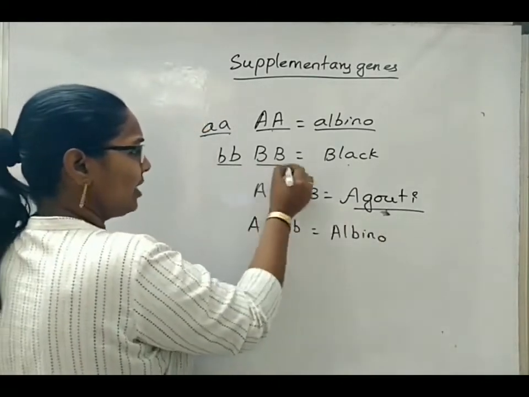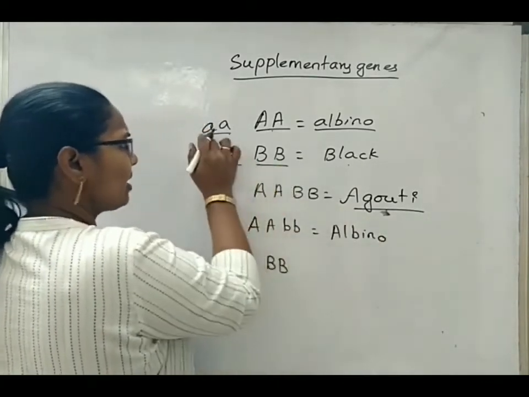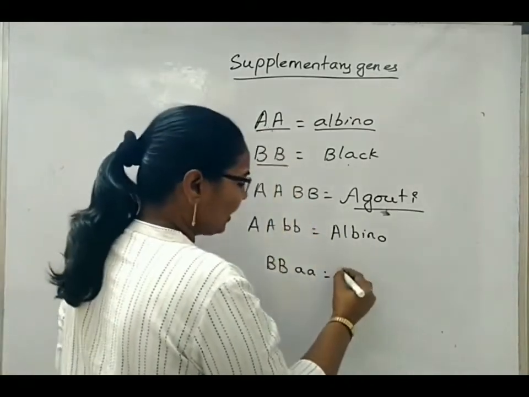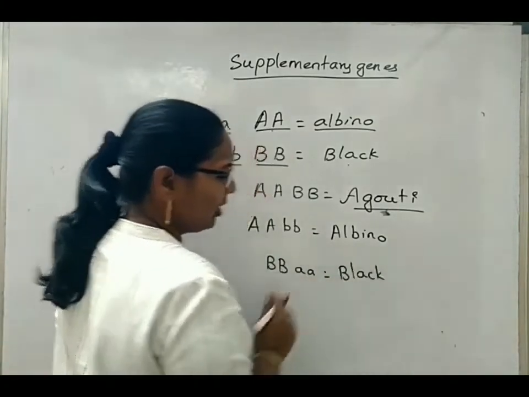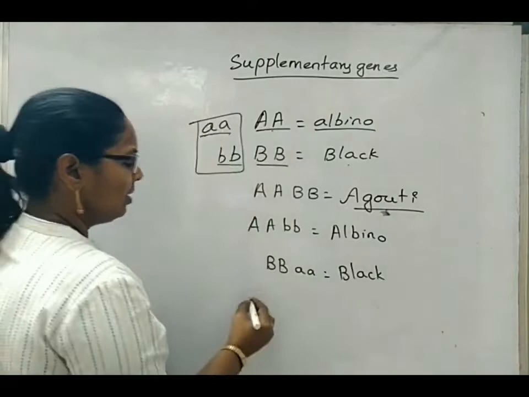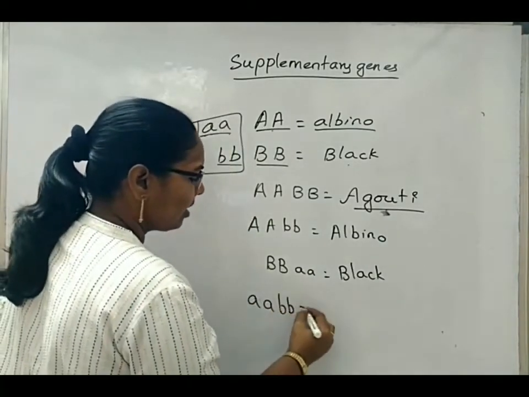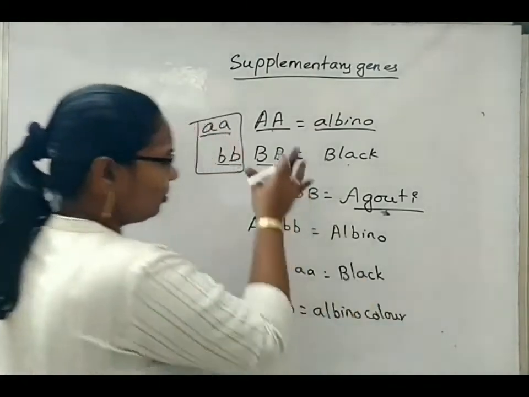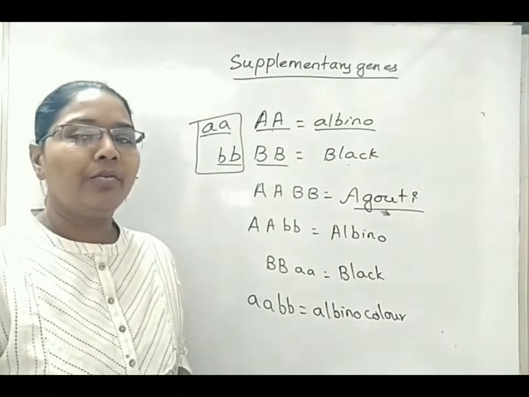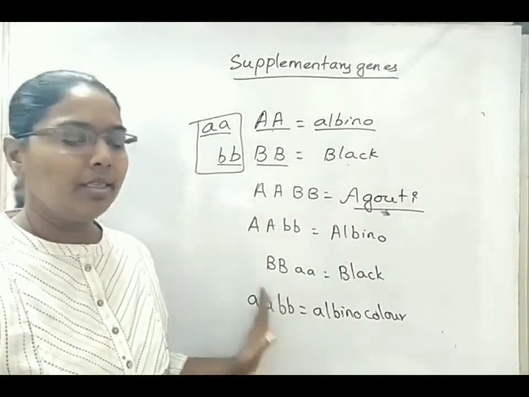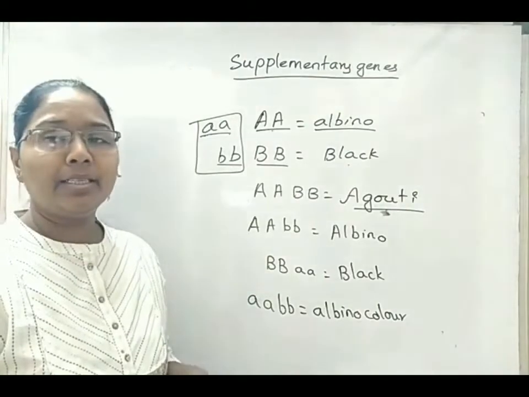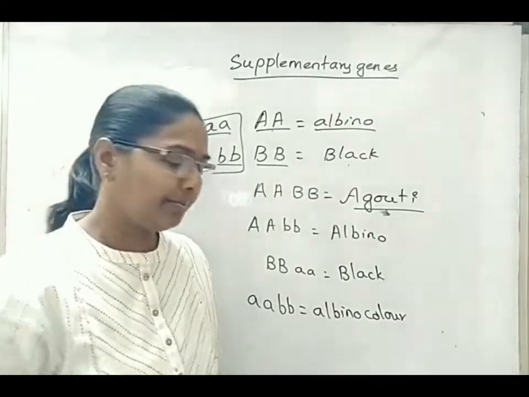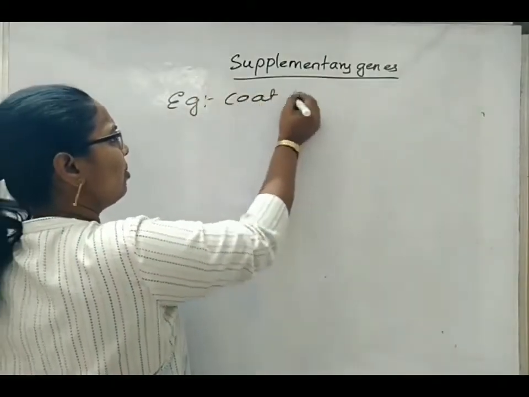In the same way, if this black colored dominant allele pair is combined with the contrasting of another dominant one, then it will be responsible for black color only. And when these two both recessive allele pairs are combined, then also they give out albino color. So this is how the alleles are getting expressed when they are paired in different types of combinations. This is explained in supplementary genes by taking the coat color of mice and also the grain color in maize. The example that we are taking is coat color of mice.